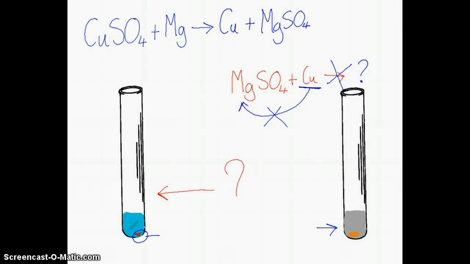Now, these are nice, easy equations to figure out because, as we can see, one molecule of copper sulfate with one molecule of magnesium gives us one molecule of copper and one molecule of magnesium sulfate. Everything balances and pairs up nicely. But it's not always that simple, as we're going to see when we try to make water.